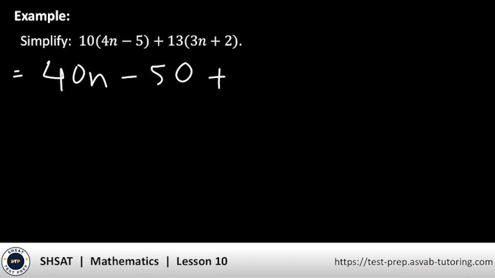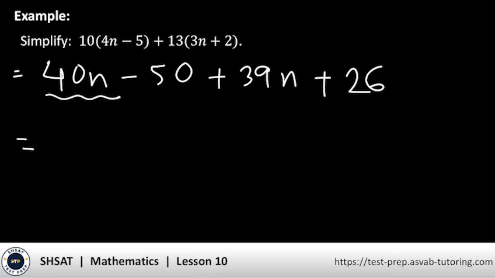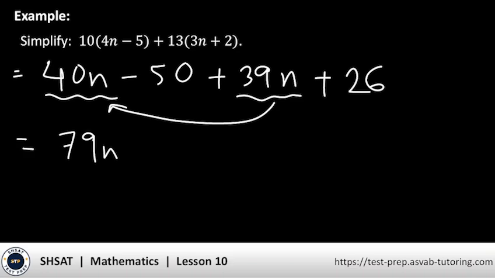Plus 13 with 3n. So what's 13 times 3? That's 39. And you have an n. And then you have a plus. What's 13 times 2? That's 26. Okay? Then do you remember what I do? I do the n's together. I am going to do this and this together. So 40 plus 39. So what's 40 plus 40? It's 80. And because I'm doing 39 and not 40, so I need to do minus 1. So 80 minus 1 is 79n.